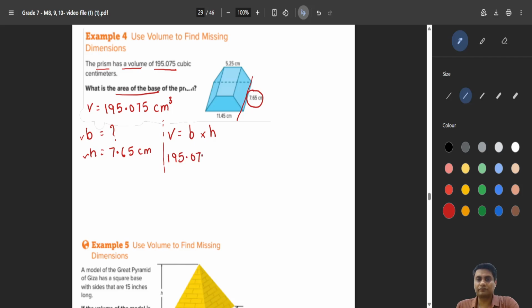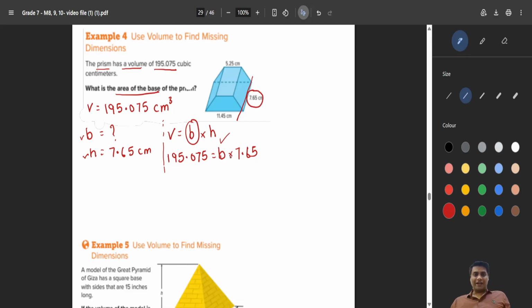195.075 equals, the base area is not given, I will take it B only. What is the height? Height is given, 7.65. Now this is my equation. I have to solve this equation and find the B.